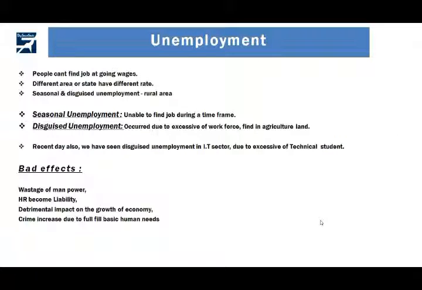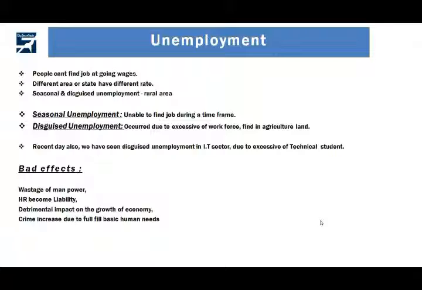Unemployment. Unemployment is a condition when people are willing to work at the going wages but can't find a job. In various sectors, unemployment occurs due to various reasons. The unemployment rate in rural and urban areas is not the same, and the unemployment rate among males and females is also not the same. In rural areas, seasonal and disguised unemployment prevail. Seasonal unemployment happens when people are not able to find a job during some period of time in a year or a particular time frame, and that mainly occurs in the inter-cropping season.